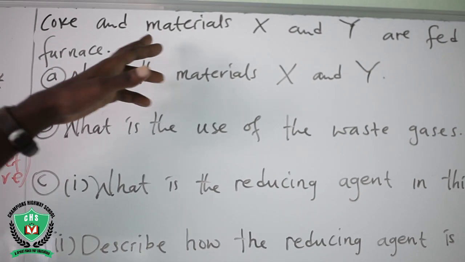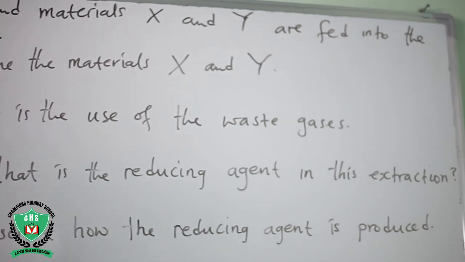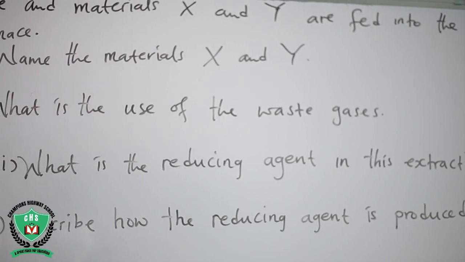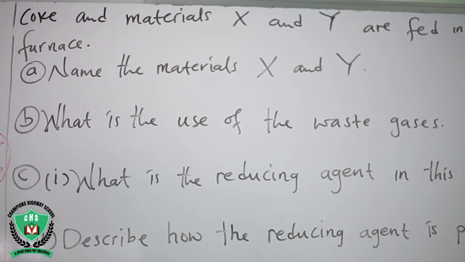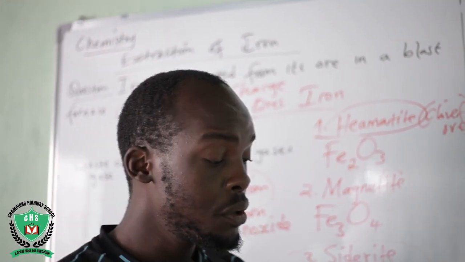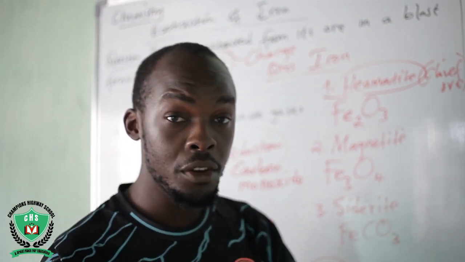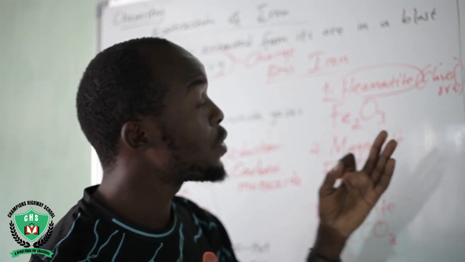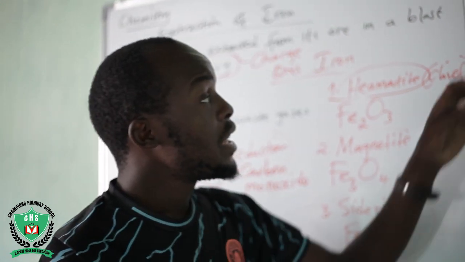So coke and materials X and Y are fed into the furnace. The same materials we stated, because there are 3 materials that are fed into the furnace. We have calcium carbonate, which is limestone. We have the hematite, which is the iron ore. We also have the coke. So name the materials X and Y.